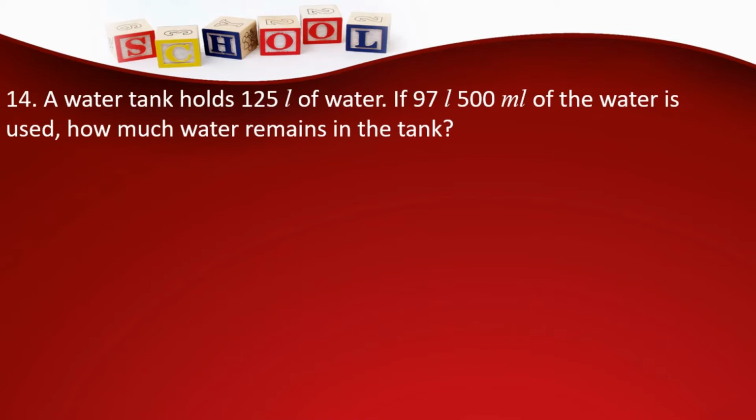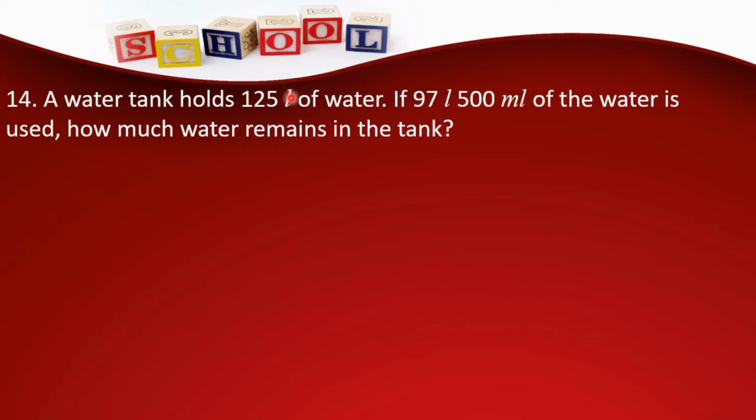Next question is, a water tank holds 125 liters of water. If 97 liters 500 milliliters of the water is used, how much water remains in the tank? So to know how much water remains in the tank, we need to subtract the amount of water used from the total quantity of water in the tank.